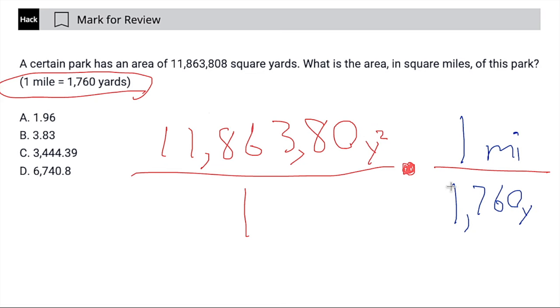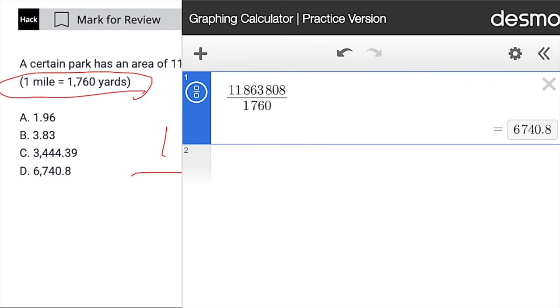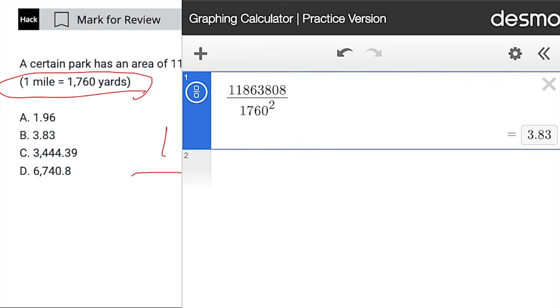So to fix this, I'm simply going to square all of this. That way I get yards squared, and I'll square all of this. That way I get miles squared. The miles aren't such a big deal because 1 squared is still 1, but 1760 squared is going to be a lot different than 1760. So we just go ahead and square that sucker. Now it says 3.83, which is choice B, and our actual answer. And yes, in case you're wondering, this kind of trickery does show up not just with squared things, but also cubed things. So be on the lookout for that as well.